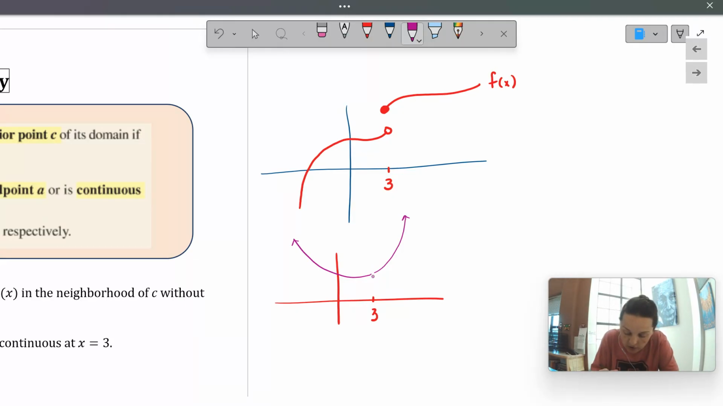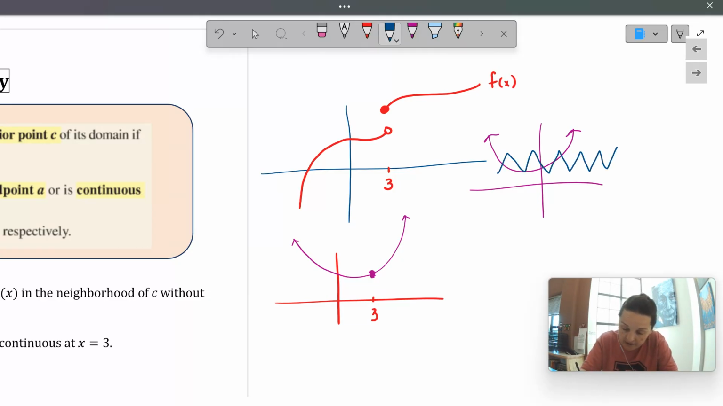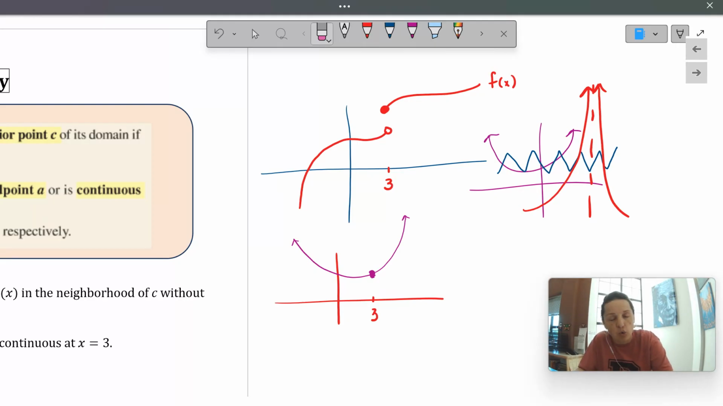Now, if I took that one and I colored that dot in, that would be continuous at 3. And that's continuity in a nutshell. Continuity in a nutshell is if you draw a graph of a thing, and you can draw it without picking up your pencil, it's continuous. This is continuous. This is continuous. This is not continuous. This is not continuous if that other red thing didn't exist. If you have to stop drawing for a moment, then it's not continuous when you stopped drawing.